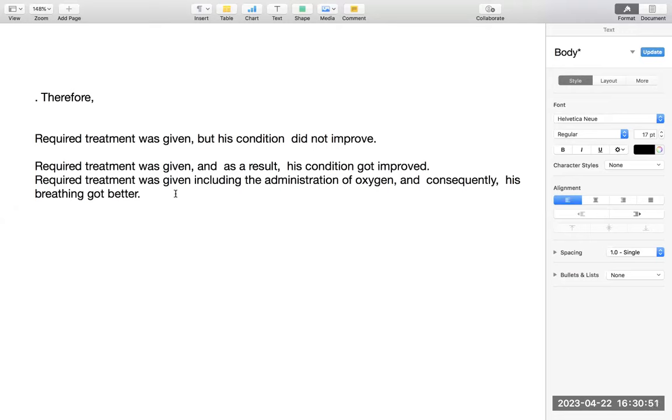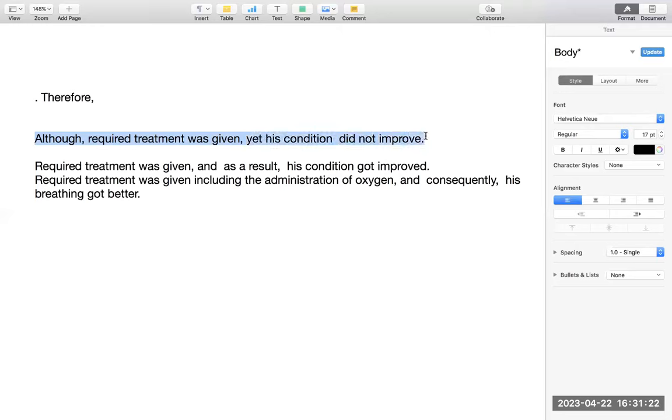Yeah, his oxygen level got better. So that is how we create sentences, when we say that there was a certain thing done and then we say as a result this happened. But suppose in this sentence required treatment was given but his condition did not improve. So I can also use in a negative sentence, although required treatment was given, yet his condition did not improve.